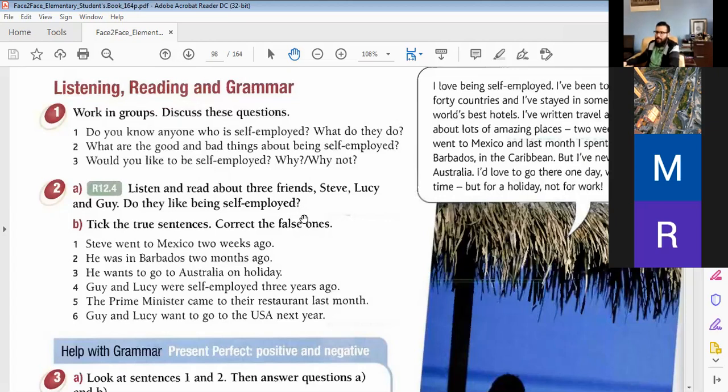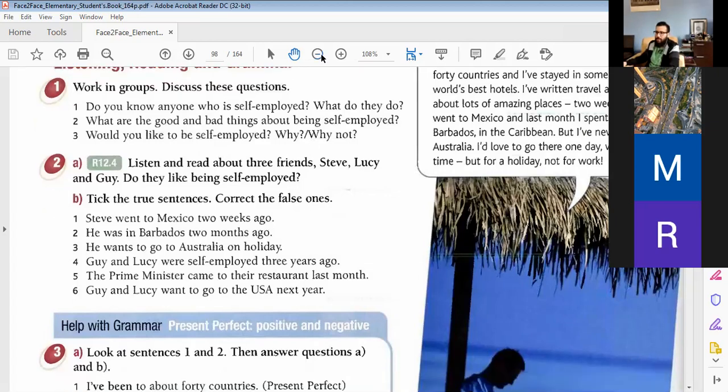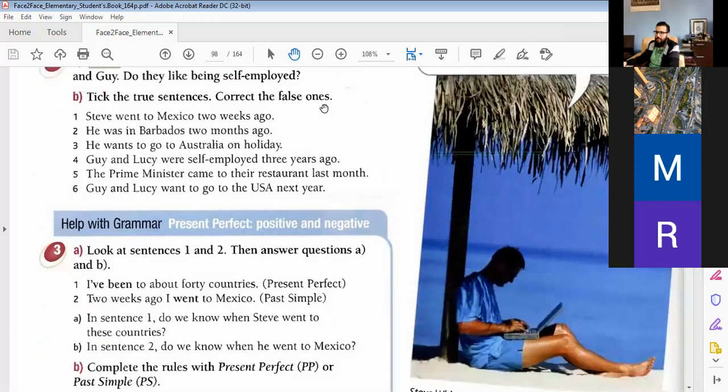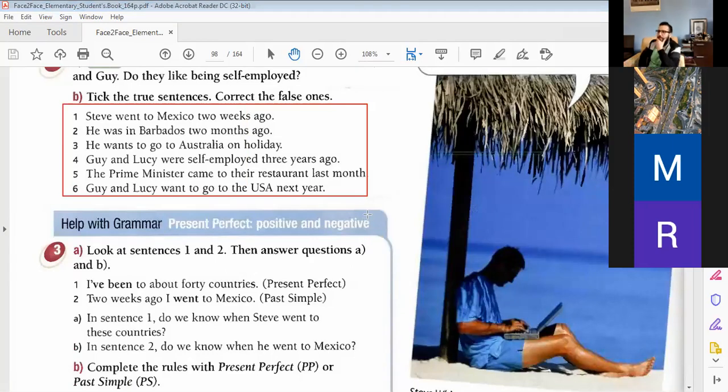All right, now let me show you some true and false questions. Let's see how much you can remember from Guy and from Steve. So let's see. It says Steve went to Mexico 2 weeks ago. Is this true or is it false? True. I think true, yes. He was in Barbados 2 months ago.